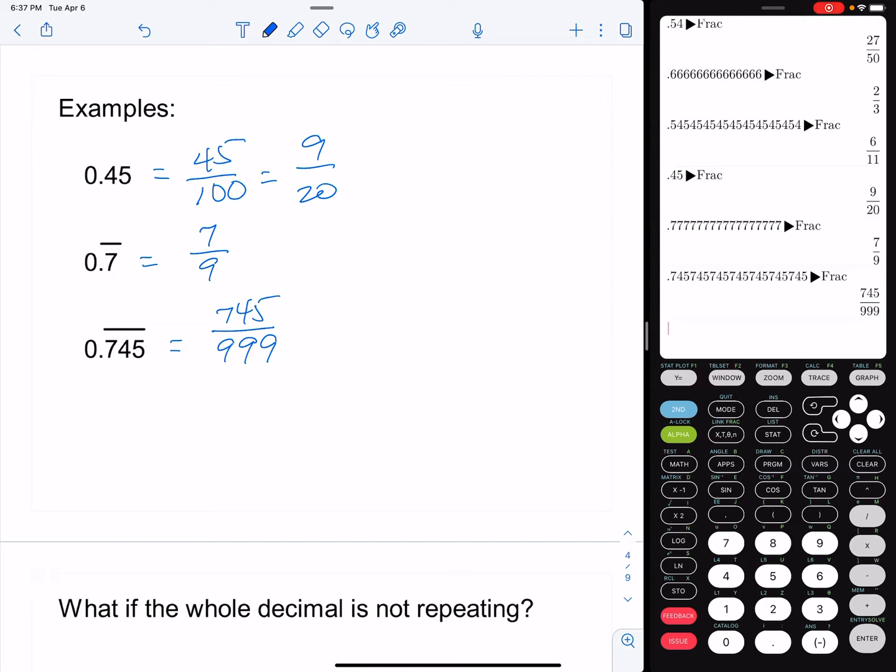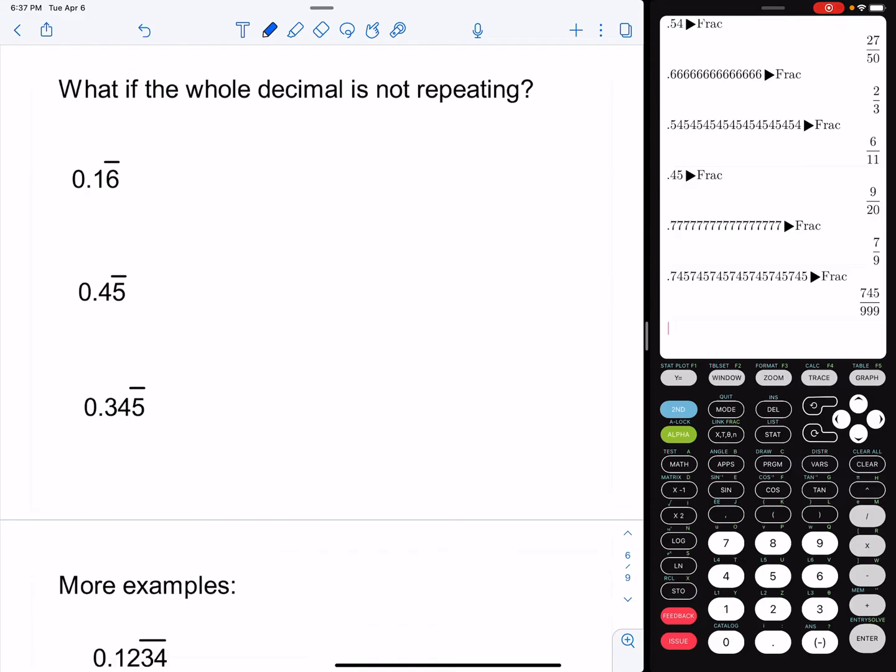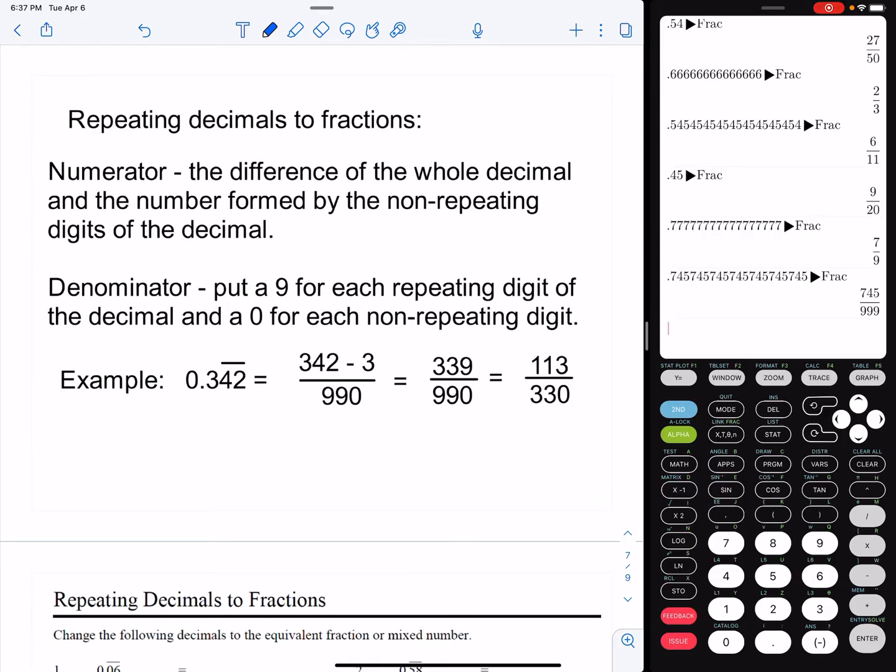Okay, so that's what we do if you have a terminating decimal or if you have a repeating decimal where the whole decimal repeats. So what if only part of it repeats? Well, this one's kind of tricky. Now in class, we're going to do this one as a discovery method, but in this video, we're just going to talk about it. So here's what we do. Let me flip down to where we have that instruction. So for repeating decimals, this is what we do.